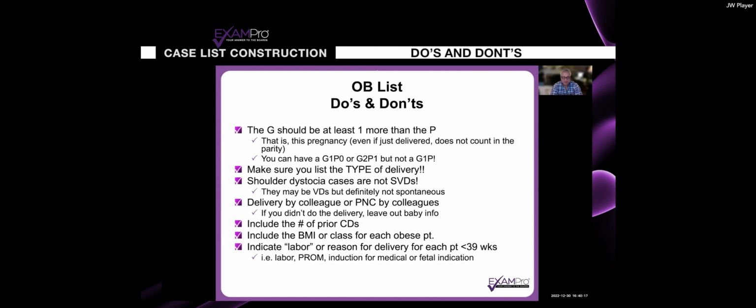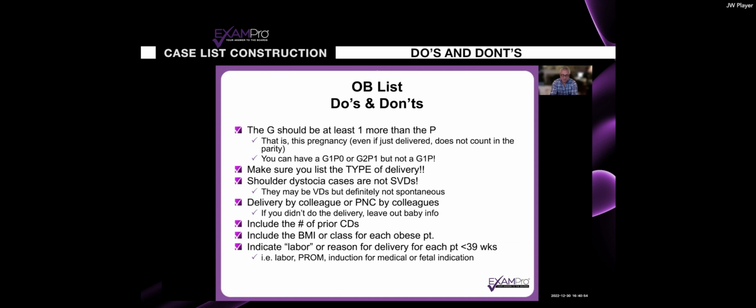So indicate labor or reason for the delivery for every patient less than 39 weeks. So if the patient came in labor, let's say she's 38 and 5 and there's really no complications, I would just put labor. Okay, well, that's why she delivered at 38 and 5. If she came in with PROM, fine. If she's being induced, you'd have induction in your procedure treatment, and maybe she would have the complication in the antepartum. It might say fetal growth restriction. It might say preeclampsia, and let's say she's over 37 weeks, or maybe preeclampsia with severe features.